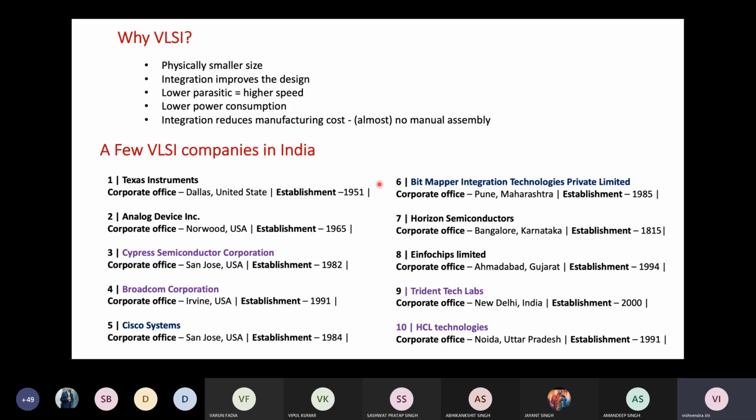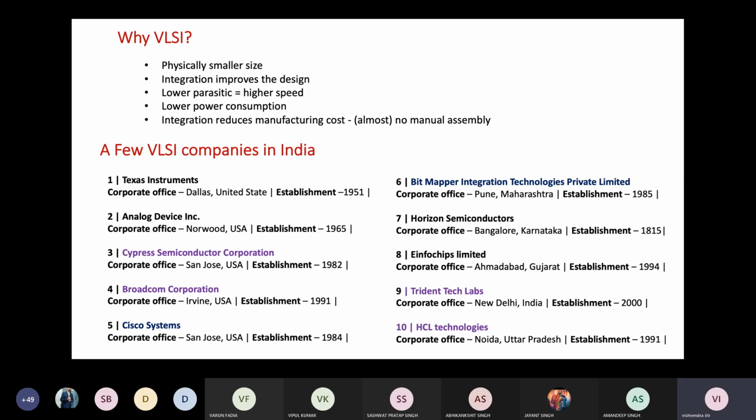So this is just to give you an overview. Why do we need integration? Because the size is smaller. Integration also improves design, and the speed is also fast. If we have all the transistors separated from each other, there are a lot of capacitances, and as you know, capacitance reduces the speed of operation. So in integration, we have low capacitance, high speed, and low power consumption. Also, integration reduces the manufacturing cost.